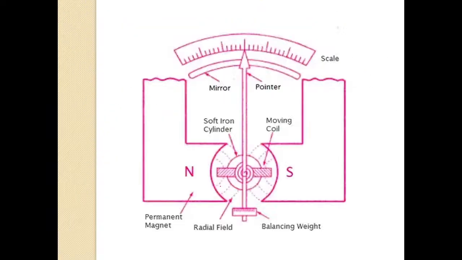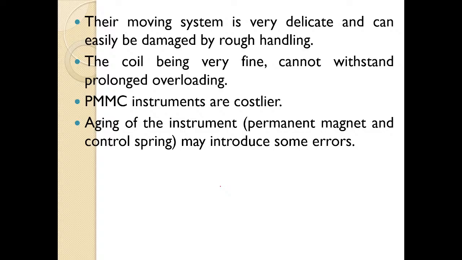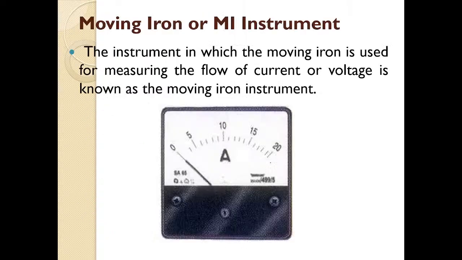Okay, so let me go to the next topic, that is the moving iron instrument. Moving iron instruments are used for measuring the flow of current or voltage. Again, similar to your permanent magnet moving coil instrument, moving iron instruments are also used to measure current or voltage, and they are also known as MI instruments.